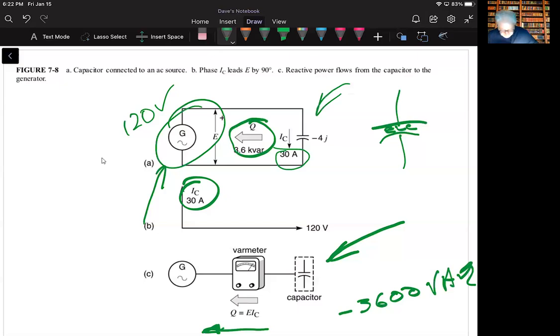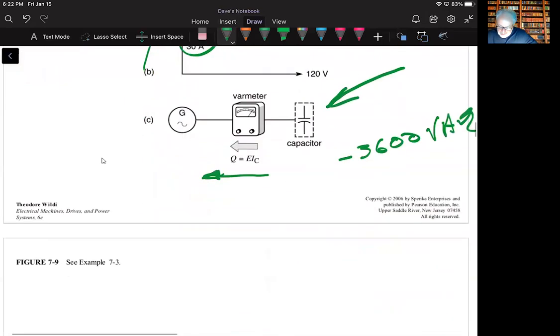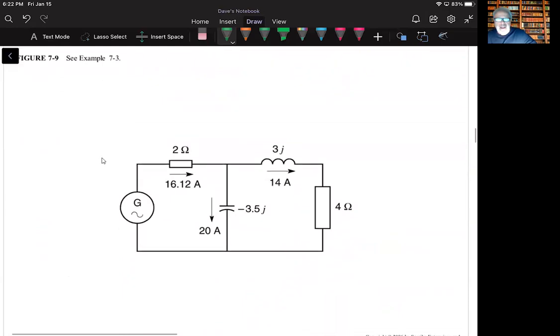Now, what we're going to do next is take this to another level. Let's just finish this section here. Example 7.3. I've got an AC generator, and this looks kind of complicated. This looks like one of those problems we might have to do mesh or nodal analysis on. But you're going to see we don't.